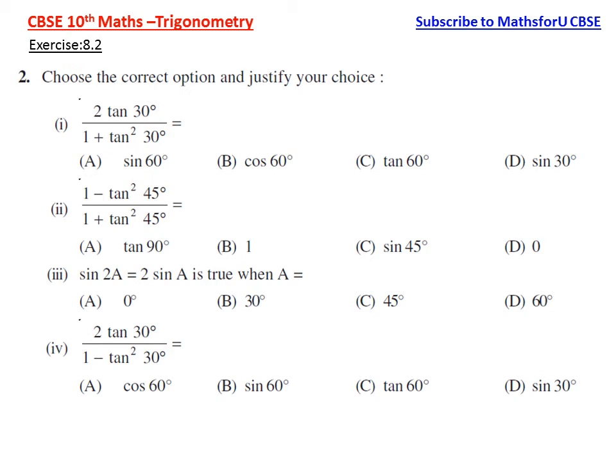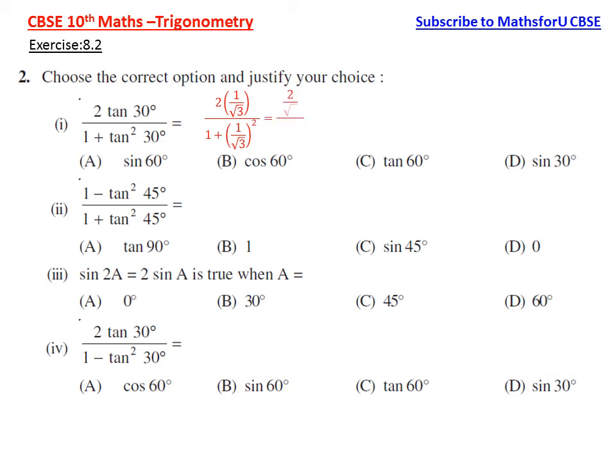So problem number 2, we need to correct the option and justify our answer, which means we have to solve this, get the answer and mark the answer from the options. Now we are going to substitute the values of tan 30 here and here. So we get 2 into 1 by root 3 divided by 1 plus (1 by root 3) square, because tan 30 is 1 by root 3.